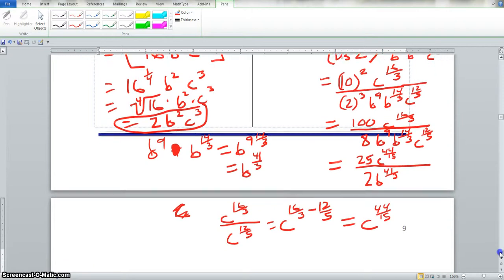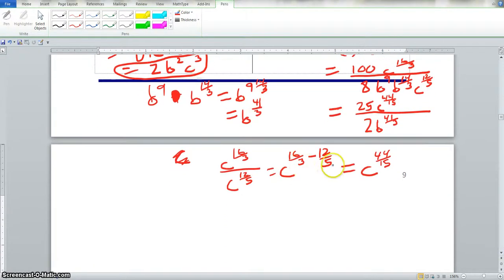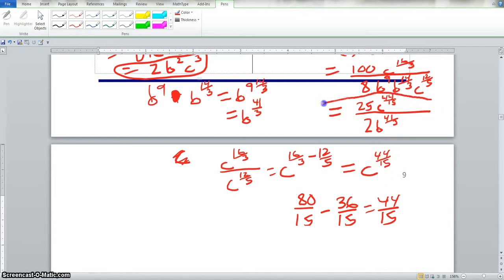Now I can show this out longhand. The common denominator of 3 and 5 is 15. The numerator of the first new fraction would be 80. The numerator of the second new fraction would be 36. 80 minus 36 is 44. And then your denominator will stay 15. So that's how we get the exponent 44 over 15. So this right here is the final answer of this problem.